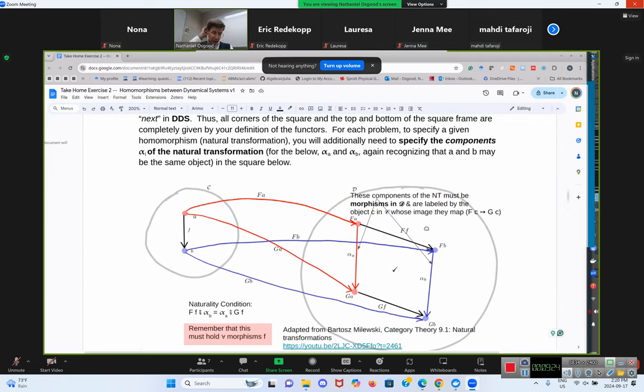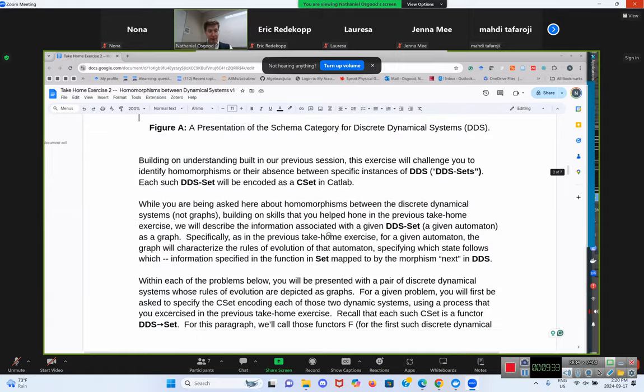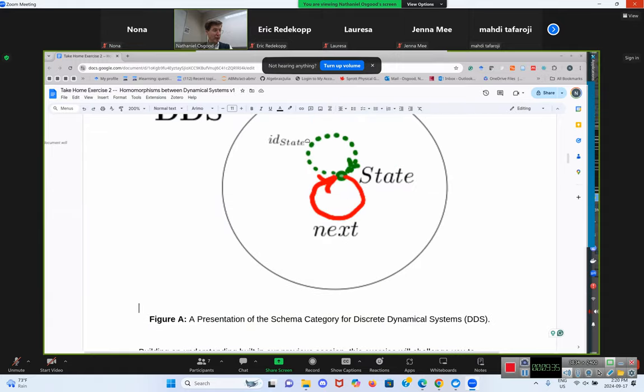Now, these squares will have a much simpler shape here, it turns out, for our case of this schema category, and we're going to be seeing that, okay?